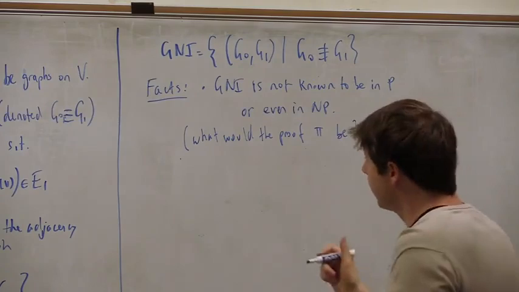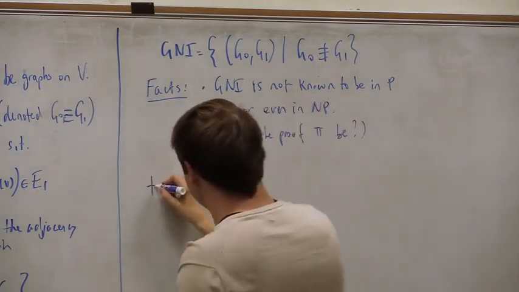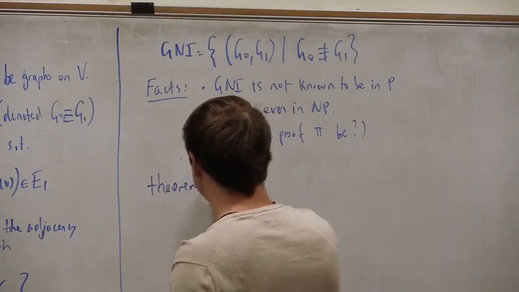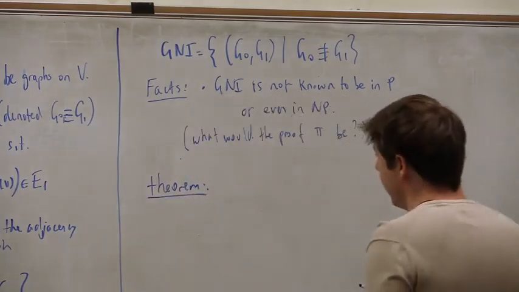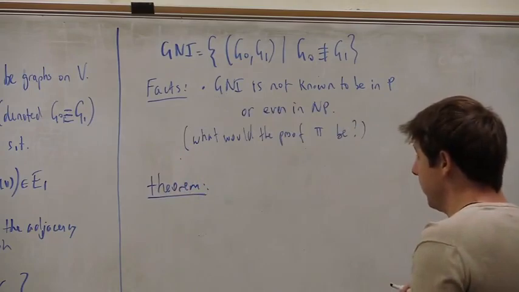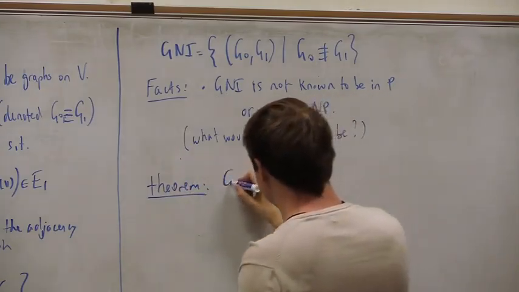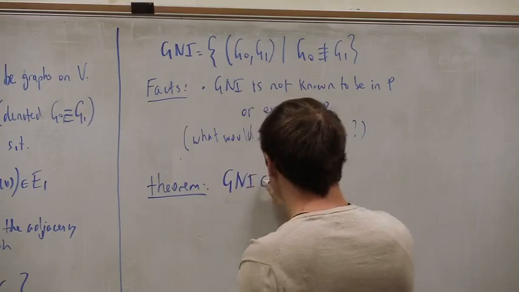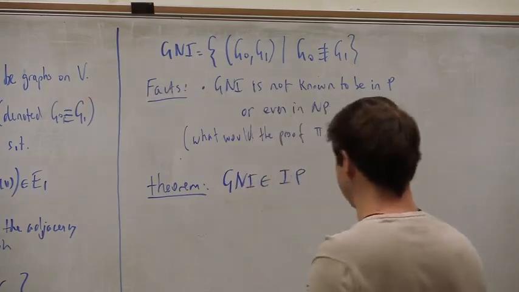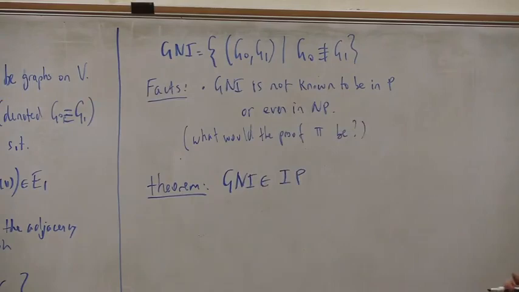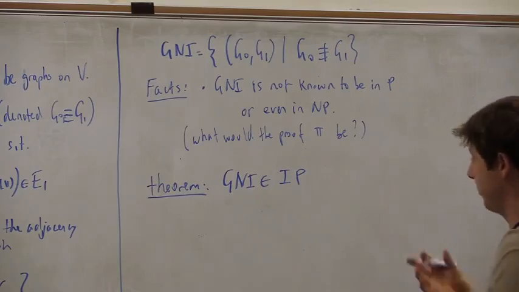Nonetheless, we're going to look at a very cute theorem, one of the earliest interactive proofs discovered. We're going to prove that GNI has an interactive proof. So this is one language, potentially outside of NP, that we're going to discuss now, that has an interactive proof.